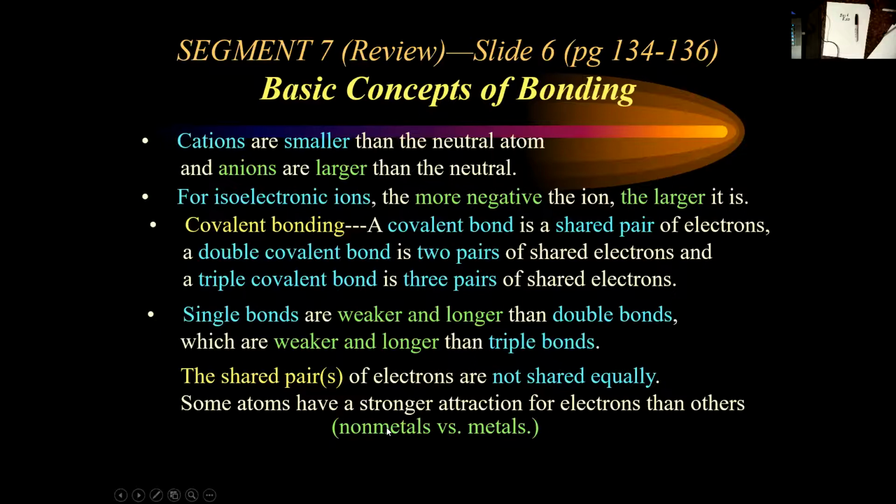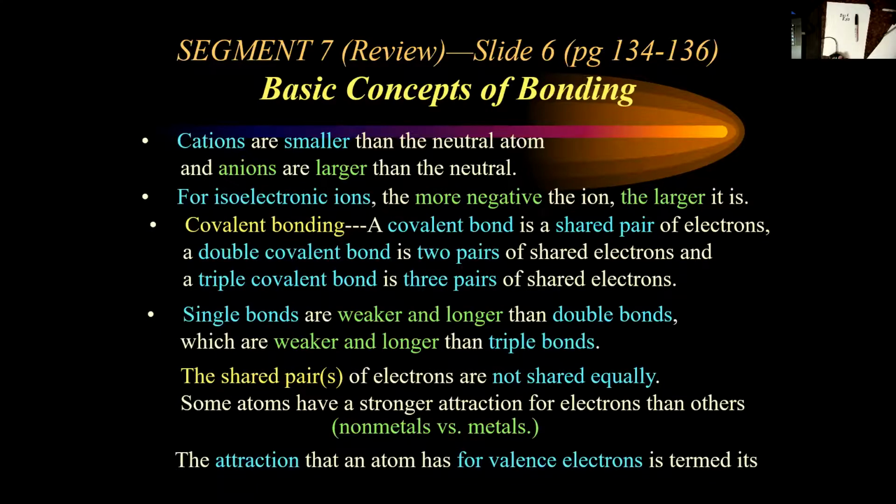Non-metals and metals, okay? Which do you think would have a stronger attraction for electrons? Now think about it. What happens to metals when they react? Right? They lose their electron. What happens to non-metals? Yep, they are the ones that gain them. Okay, so if non-metals gain electrons, don't you think they have a stronger attraction for electrons than metals? This stuff all makes sense.